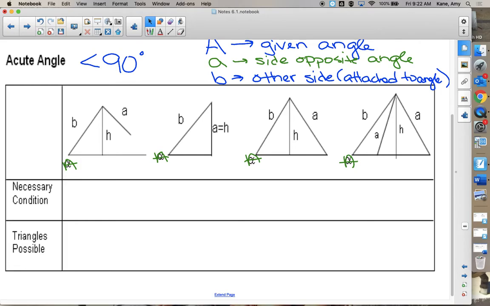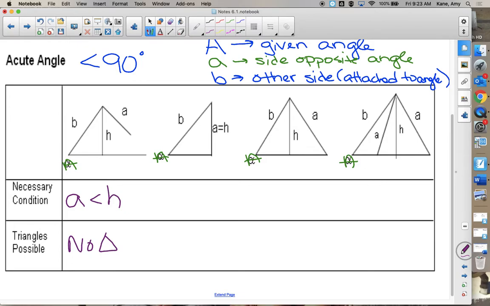There's a condition, which I had us write for each one of those, and then the possible triangles underneath. For the first option, the condition is that A is less than H. The height actually controls a lot of the reason why a triangle exists or doesn't exist. So if A is less than H, you will never have a triangle. The height is too tall for that side to be able to connect with the base.